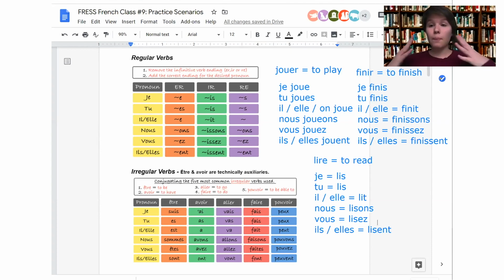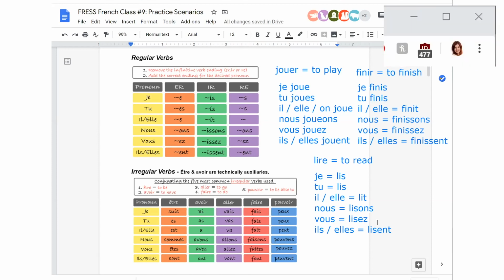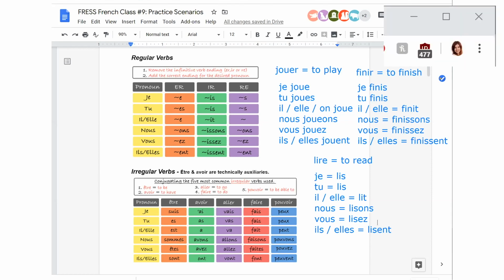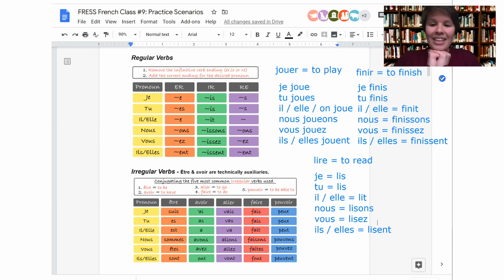Excellent. The hard ones are usually the nous and vous because they are slightly different sounds. So there's nous finissons, vous finissez, and then il, elle finissent. So yeah, good job. Anyone else want to try one of them? Either jouer or lire.